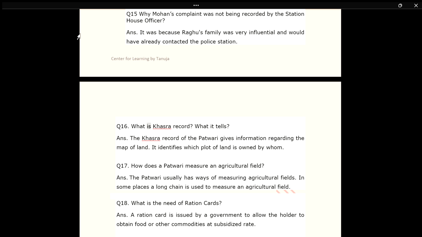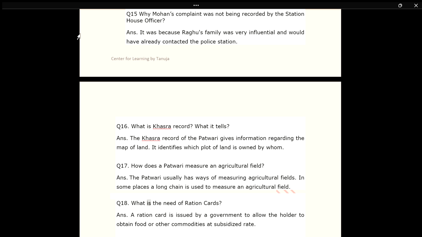Q16. What is Kasra record? What does it tell? Ans. The Kasra record of the Patwari gives information regarding the map of land. It identifies which plot of land is owned by whom. Q17. How does the Patwari measure an agricultural field? Ans. The Patwari usually has ways of measuring agricultural fields. In some places a long chain is used to measure an agricultural field.